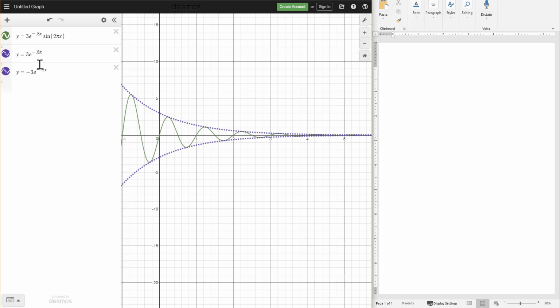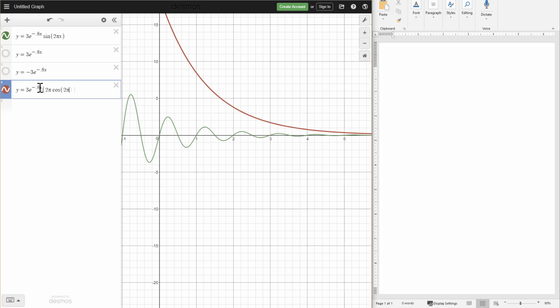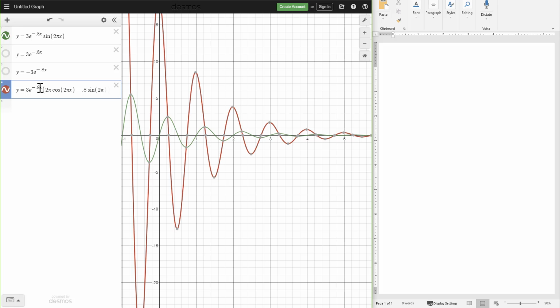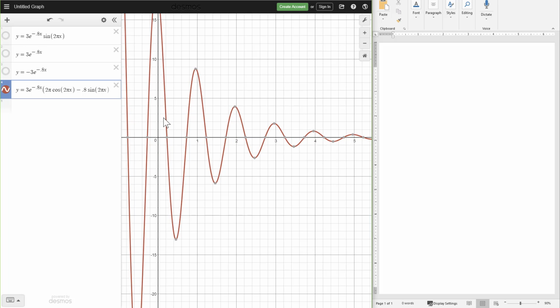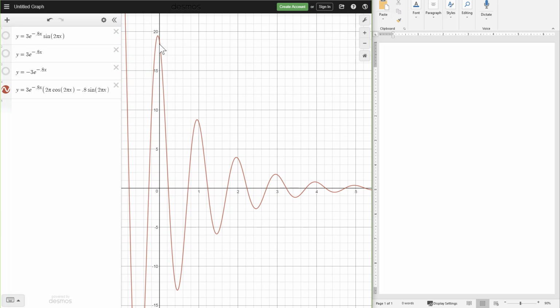Before we click on that though, let's take a look at this. Let's make a couple of these things disappear. And then let's actually graph the velocity function. So y equals that exponential function, and then we have 2 pi times the cosine of 2 pi t. Again, we're using x. And then we have -0.8 times the sine of 2 pi t, or x.